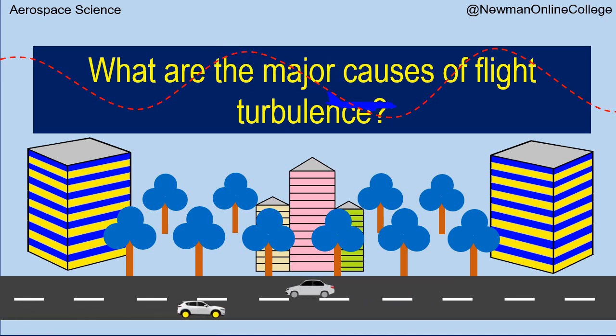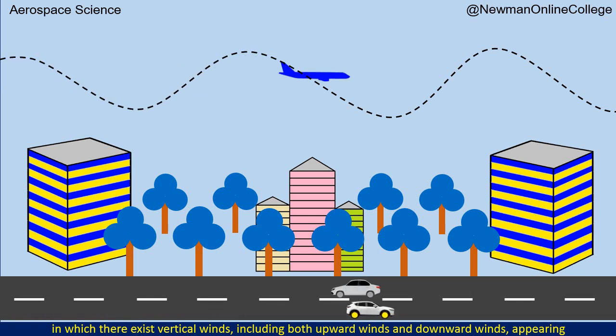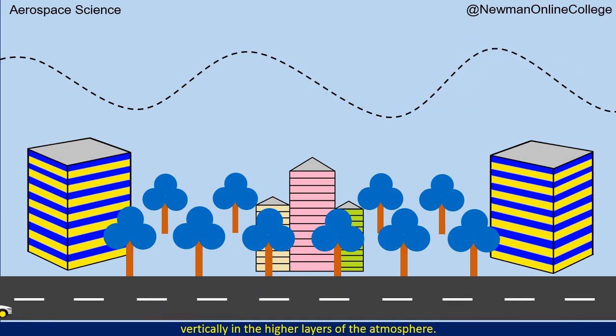What are the major causes of flight turbulence? Flight turbulence is directly caused by air turbulence. Air turbulence is described as atmospheric spaces in which there exist vertical winds, including both upward winds and downward winds, appearing alternately. In contrast to the usual belief that winds blow horizontally only, in reality, winds can blow vertically in the higher layers of the atmosphere.